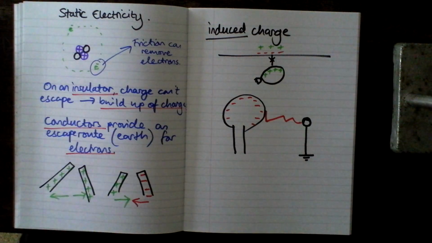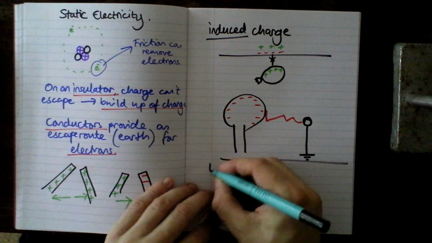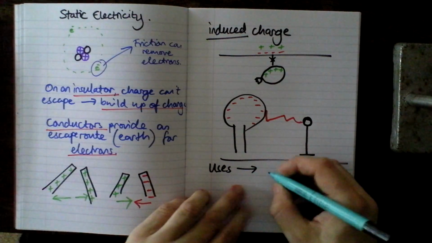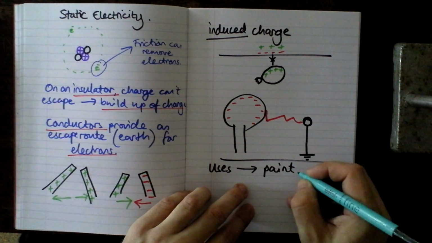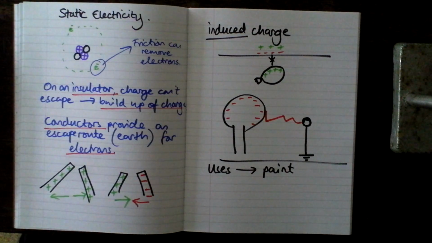Now, static is also really useful, and there are some common uses. We can use it to paint things. If I charge little droplets of paint as I spray them, if they all have a negative charge, they repel each other. So they don't want to be close. They push each other apart, and I get suddenly a very, very thin, even coat. Very efficient, very good coating.